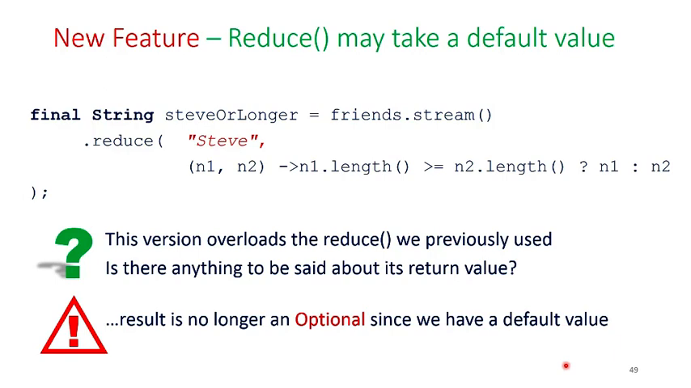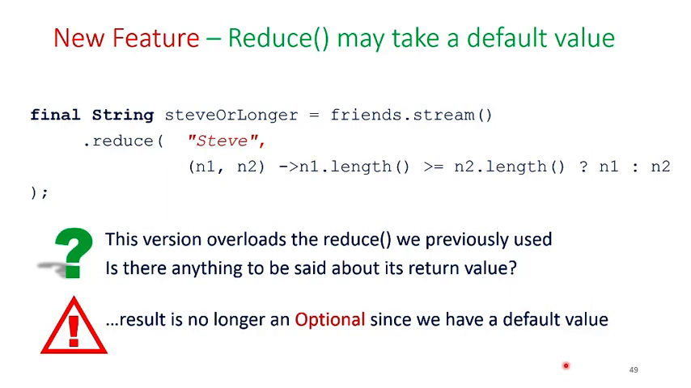Because now, just like when we use orElse, the whole point of orElse was that now that I have an optional and I can use orElse, I can give you a default value. I know I'll always get an object from you. No null reference, okay? Here, the idea is kind of the same. When I call reduce with Steve, I know that I'm going to get, at the very least, even if the stream is completely empty, I have Steve, okay? So I'm going to get something that is non-null.